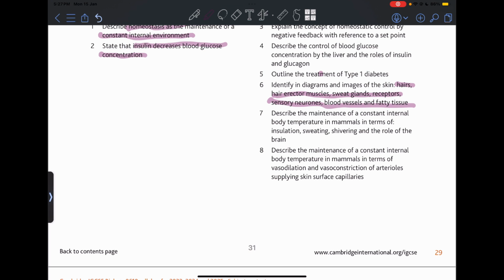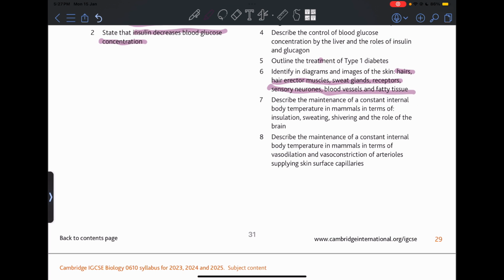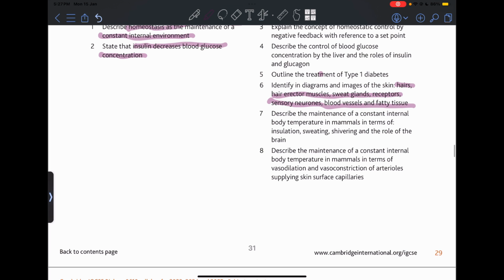Sweating, if you are in a hot environment, then sweating will help your body cool down. Shivering will release heat energy so that your body will keep warm. Role of the brain, of course, to transmit impulses, as I just explained in chapter 14.